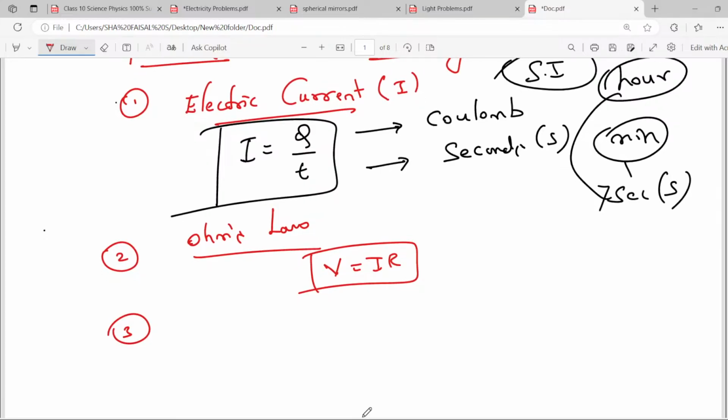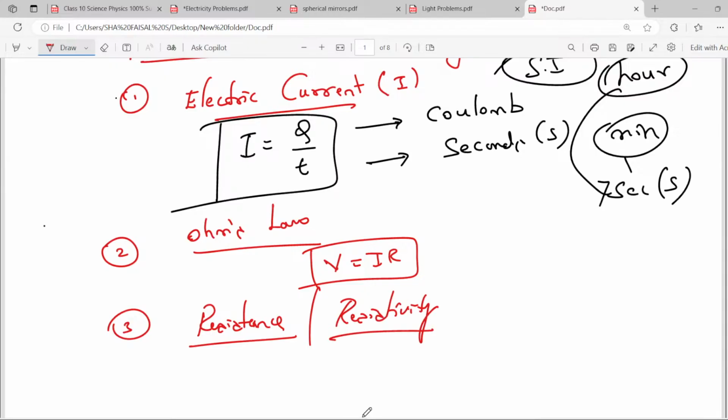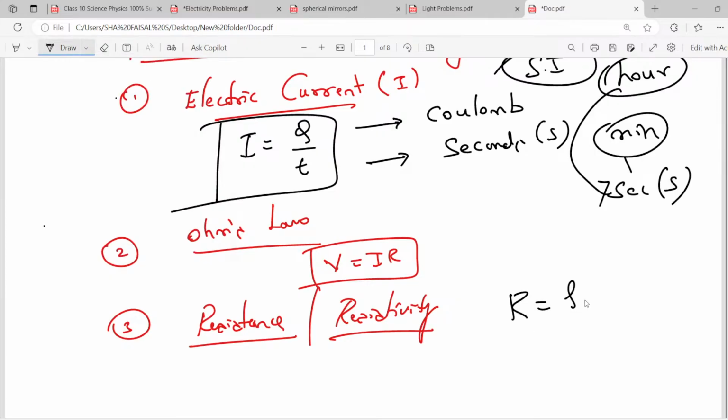Next, we come to the formula about resistivity or resistance. We have one basic formula that has both these things, resistance and resistivity. That is R is equal to rho L by A. This is one more formula, either to find resistance or to find resistivity. Here R is known as resistance, and its SI unit is ohm. Rho is resistivity. What is resistivity? It is a characteristic property of a material.